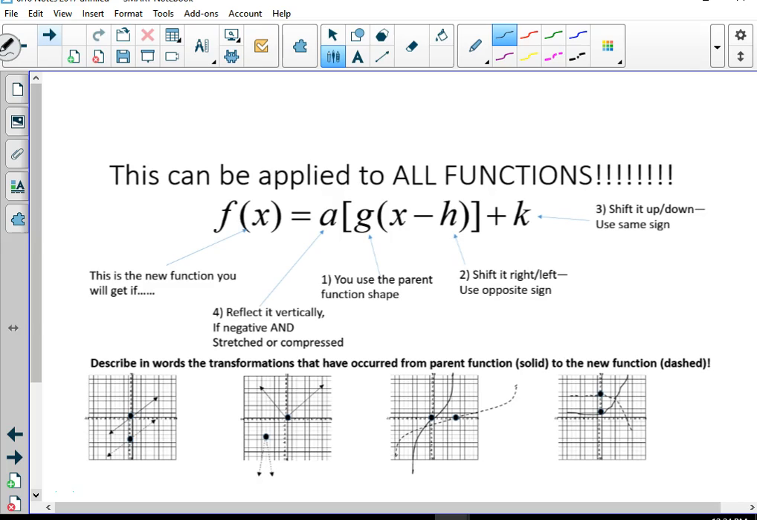All right, so this can be applied to all functions. One, use the parent function of the shape. Two, this shifts it right or left. This shifts it up or down. This tells you whether it's going to be happy or sad, up or down, and also whether it's going to be wider or narrower.